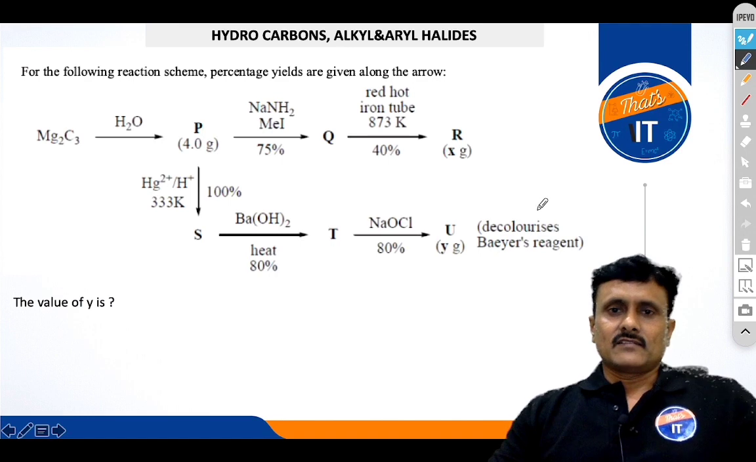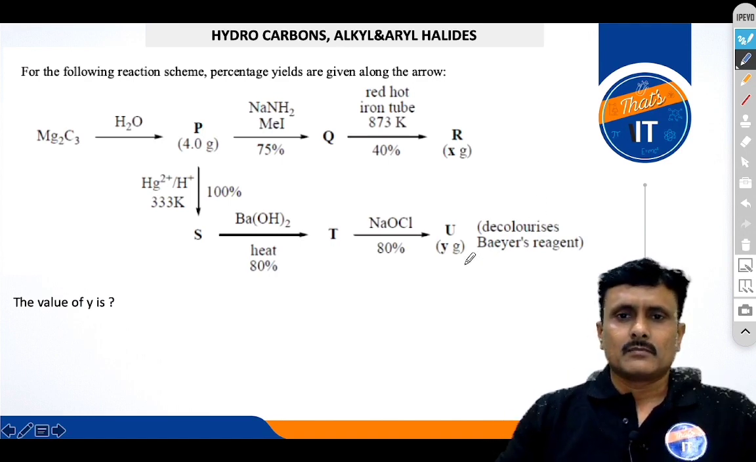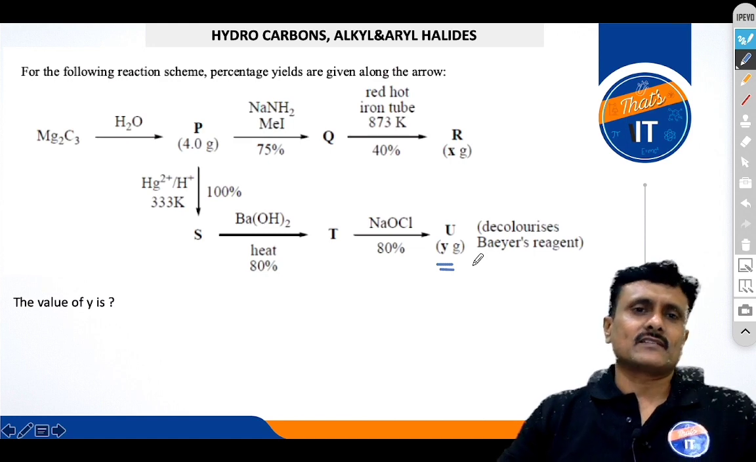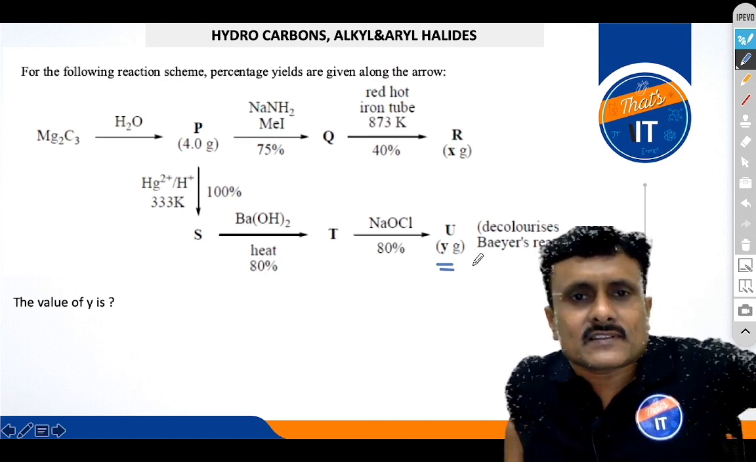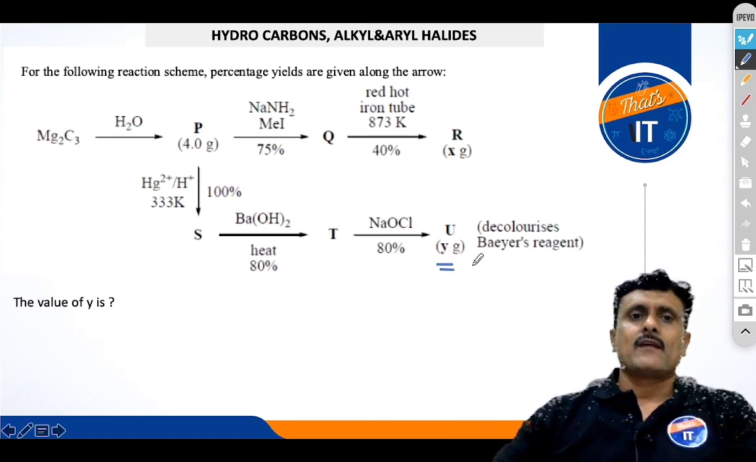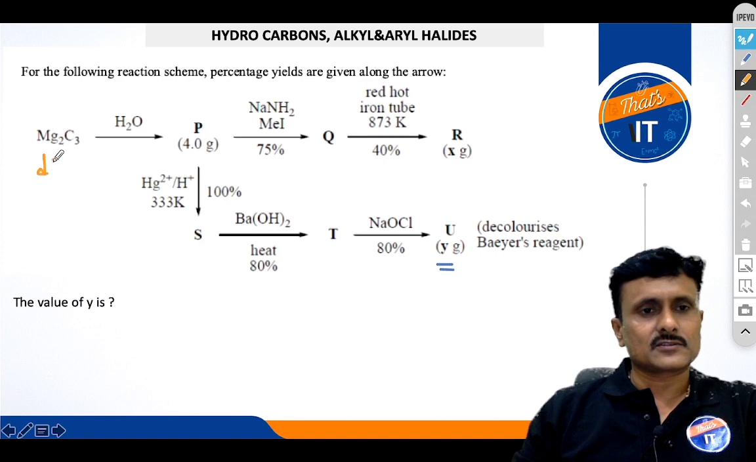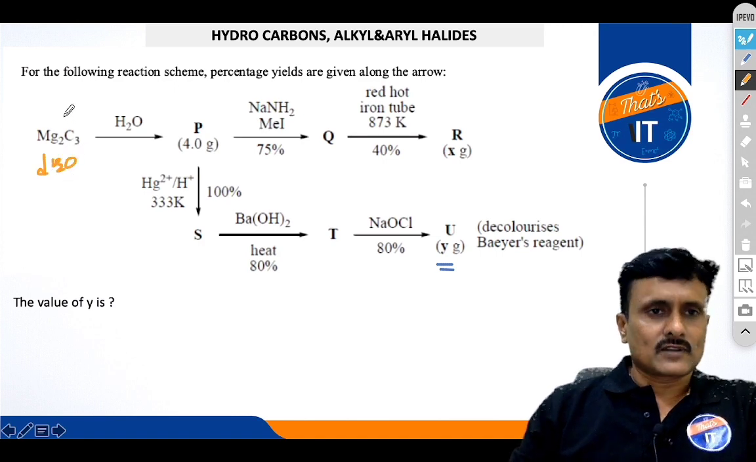Next one, you have to find the value of Y. What is that Y? Maybe the grams of U that is obtained in the reaction, right? Now let's see how this reaction is going, and we should not be concerned about the product, that is R. So let me write the reaction. You know, Mg2C3 upon hydrolysis gives rise to what?